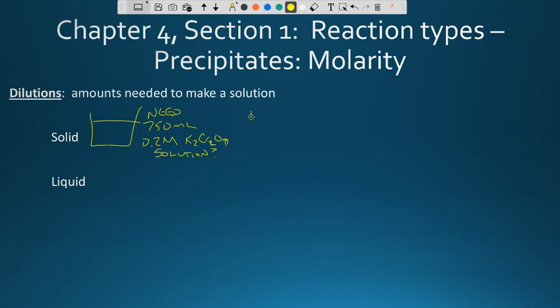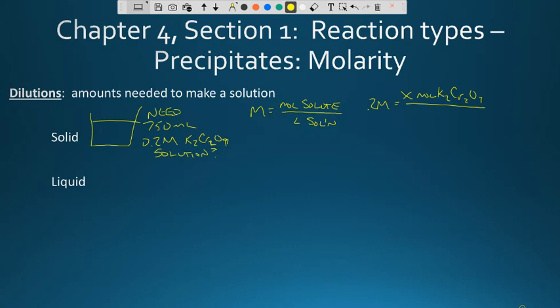Okay. Now remember, molarity is moles of solute over liters of solution. Okay. So this is actually an extension of what we just did, isn't it? So we end up with 0.2 molar. And I need to find my X moles of potassium dichromate.